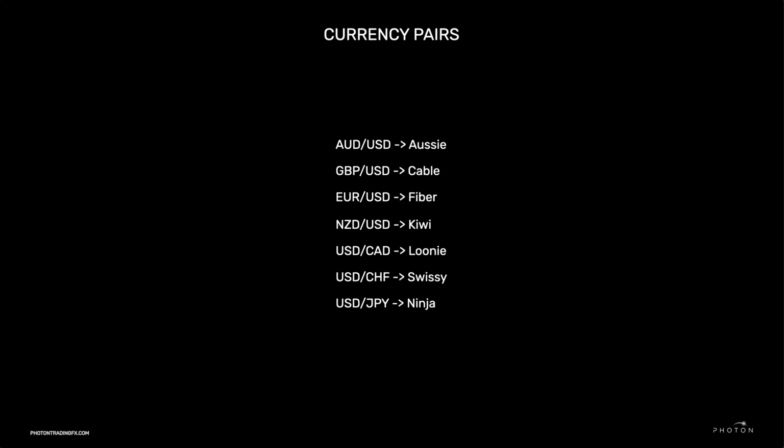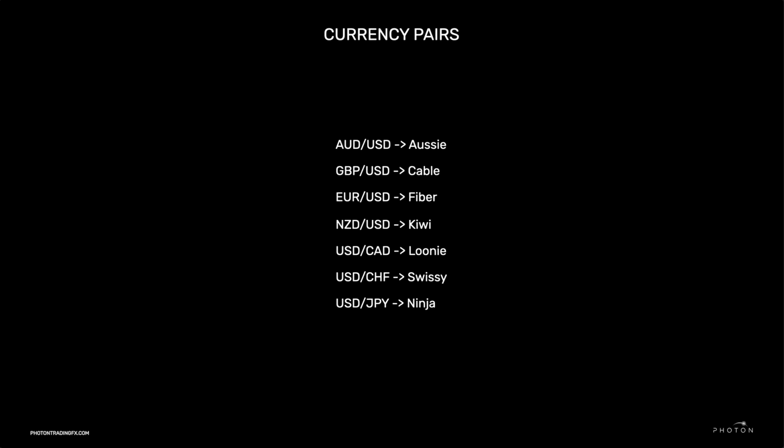Australian dollar versus the US dollar is simply Aussie, pretty simple. Pound dollar is often referred to as cable, and this is because back in the mid-19th century, before the invention of satellites and fibre optics, the exchange rate between the Great British pound, sterling, and the US dollar was actually transmitted across the Atlantic Ocean via a submarine cable. So this is what traders refer to it as.